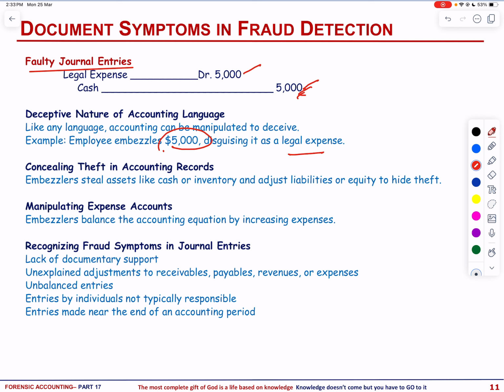Embezzlers steal assets like cash or inventory and adjust liabilities or equity to hide the theft. Decreasing liabilities by reducing payables can be detected when vendors report delinquent accounts. Smart embezzlers avoid manipulating equity accounts as changes are monitored and require approval.